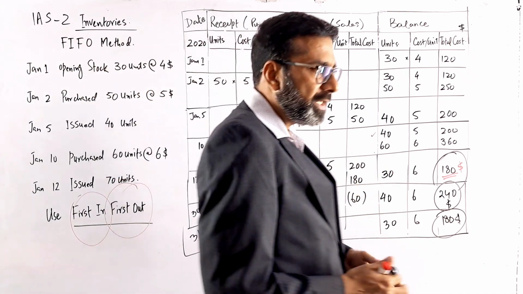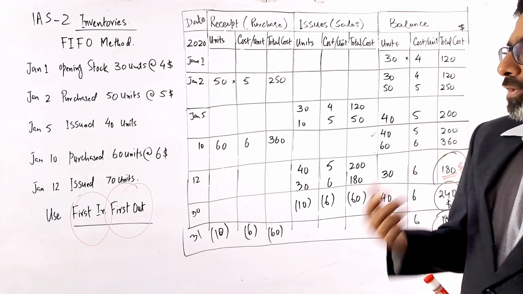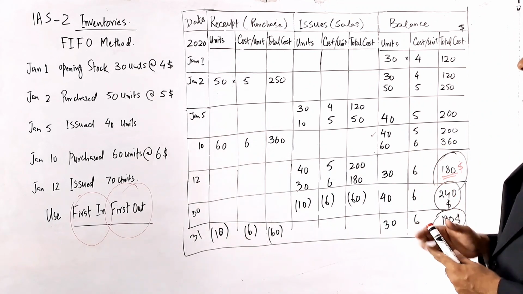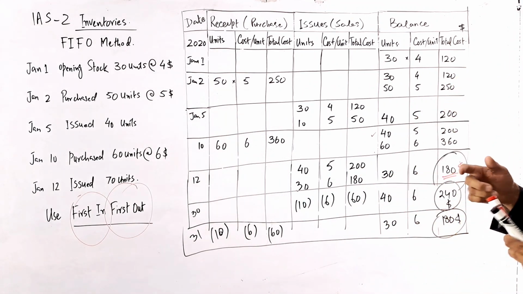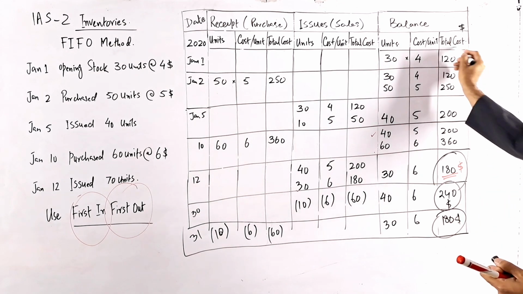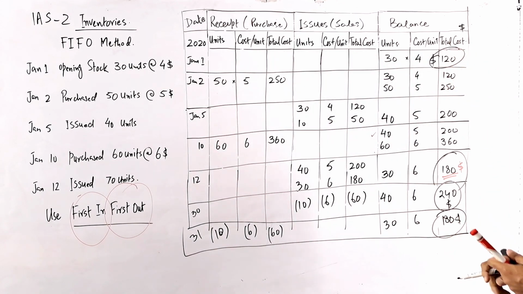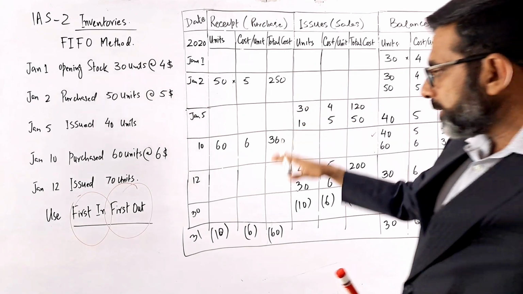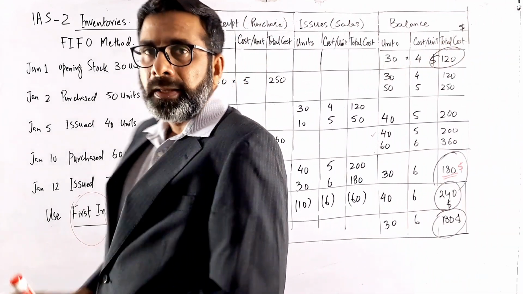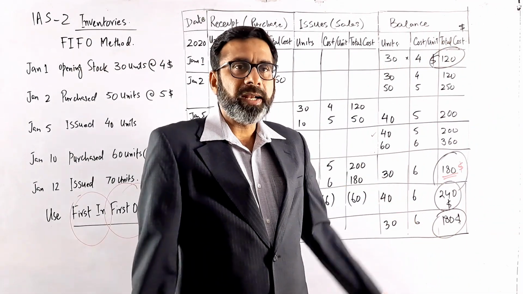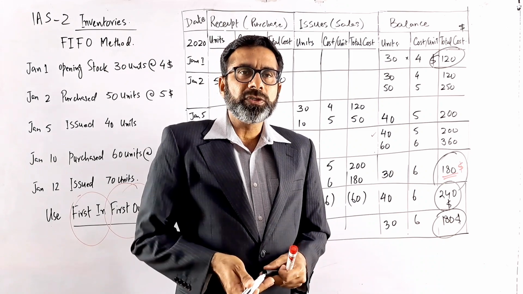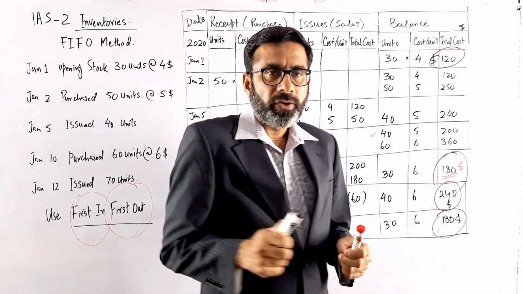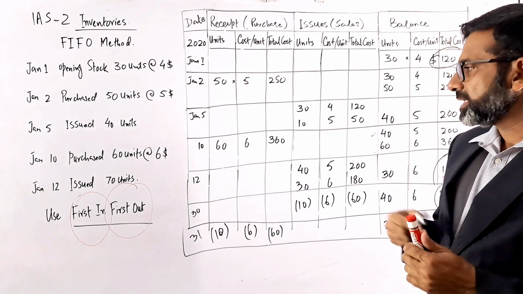And why are we calculating? Because we want to know the closing balance. From this we can also calculate the opening balance. If you remember, the opening stock was $120. All the purchases are recorded here, and then the closing balance is there. From that we can also calculate the cost of goods sold. So this is the overall concept of the first in, first out method.